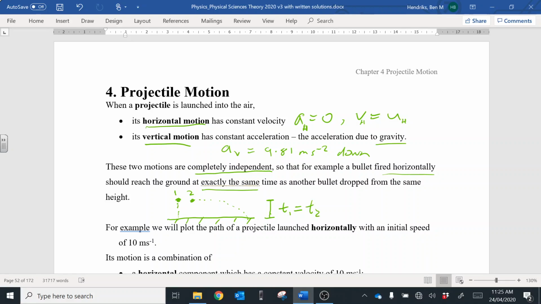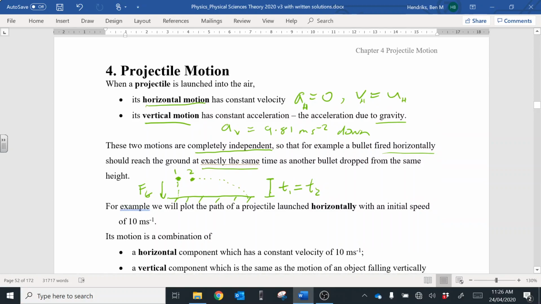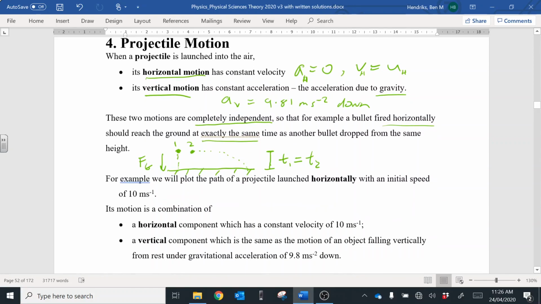Okay, and that's because, we'll talk about forces in the next section, but basically the only force acting on these is the force due to gravity. That's ignoring air resistance. So force due to gravity is the only force acting on it, so the only way it's accelerating is downwards.